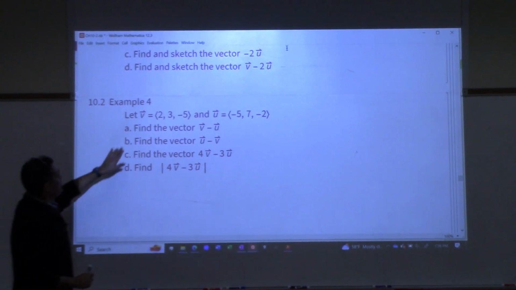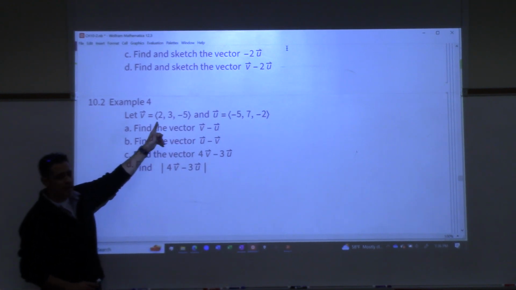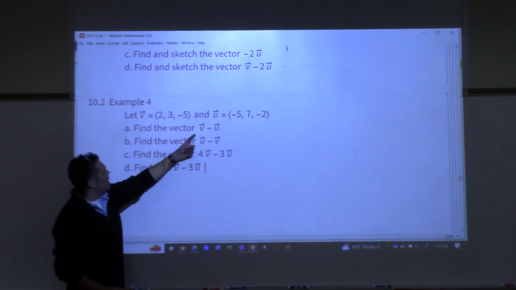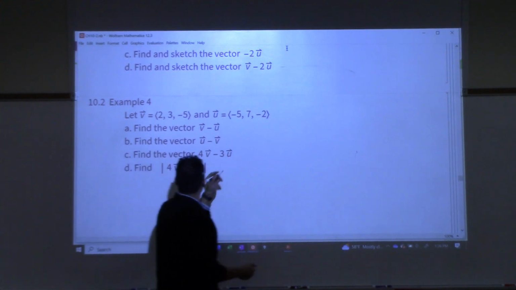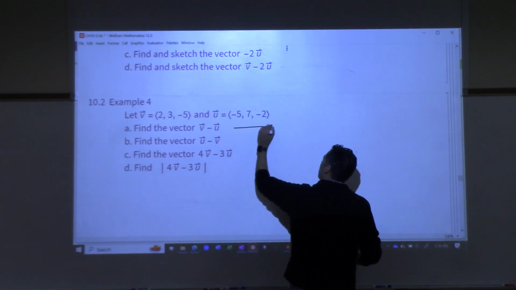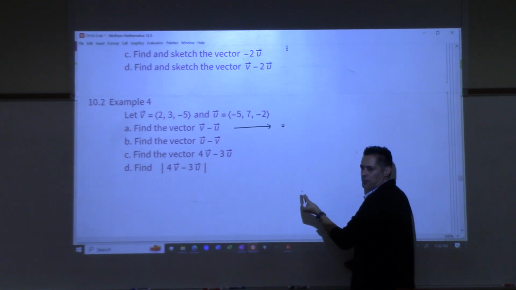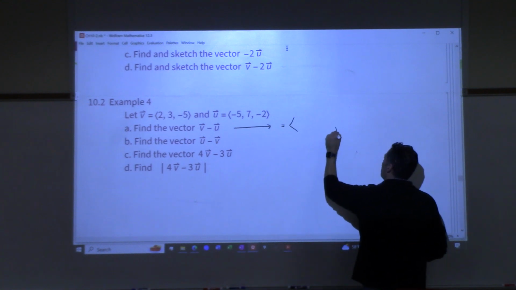We've got two vectors, v and u, all right? I've given you the components of the vectors, right? The first thing I'm asking you to do is take v and subtract u. So let's just make sure we can do that. So this will be equal to a vector, right? If I subtract two vectors, I should get a vector? All right, so I'm going to have three components here.